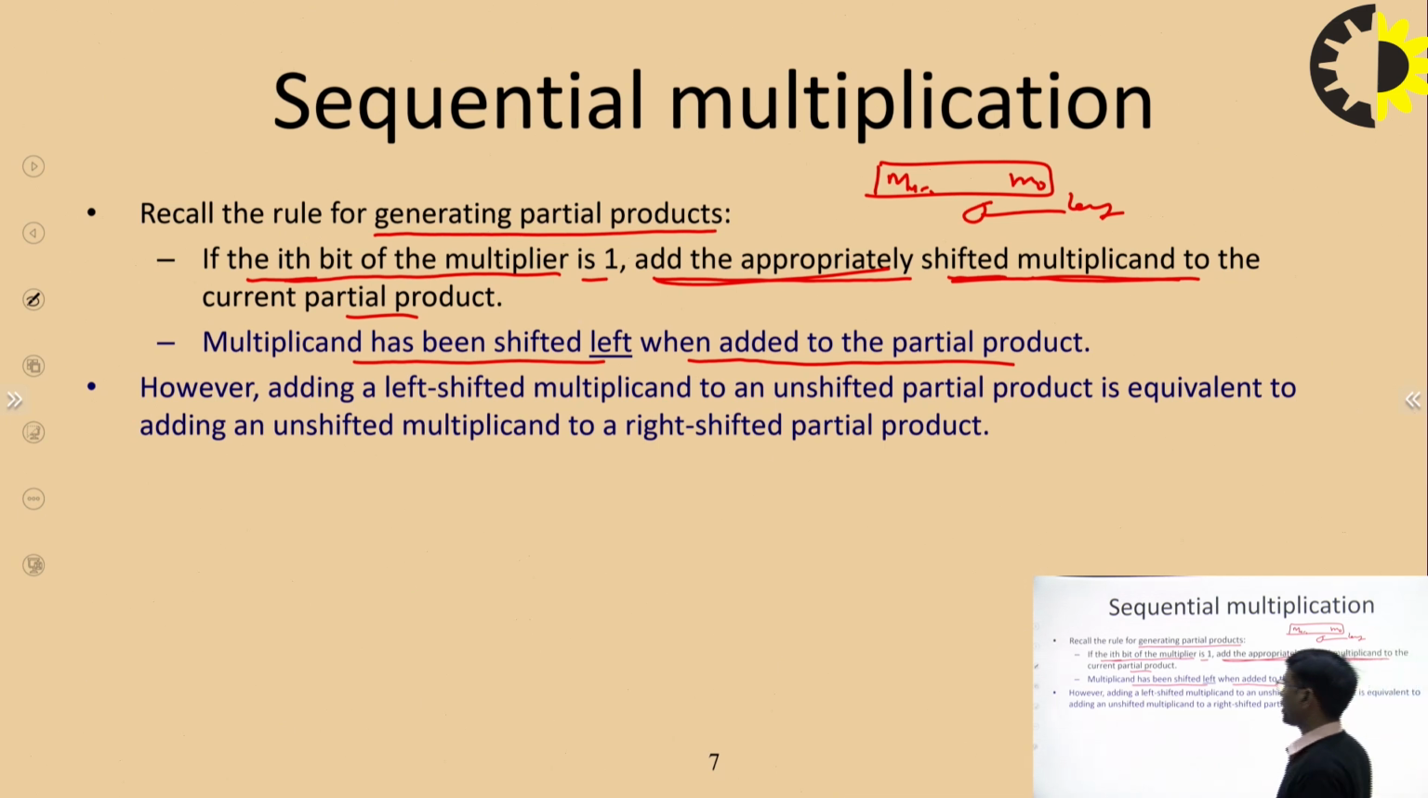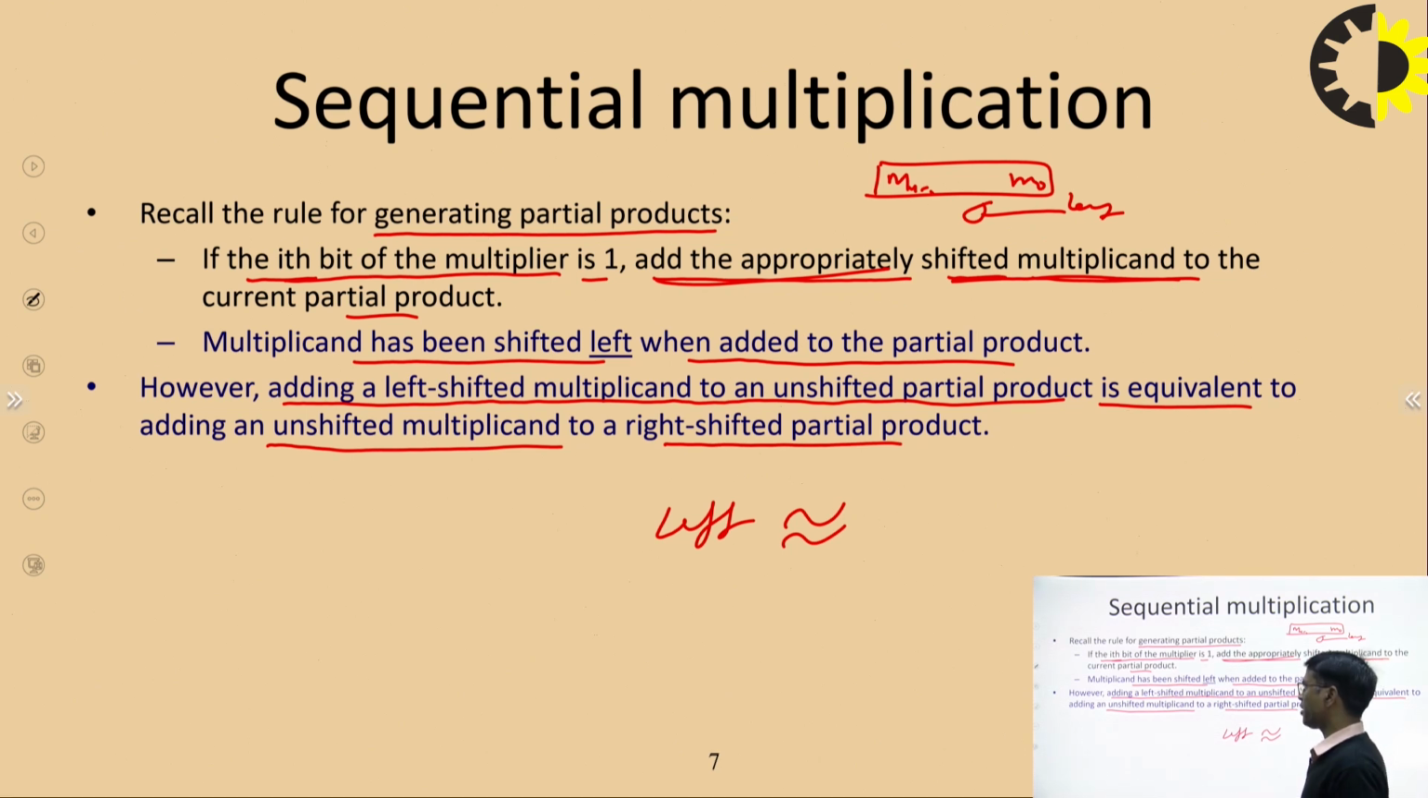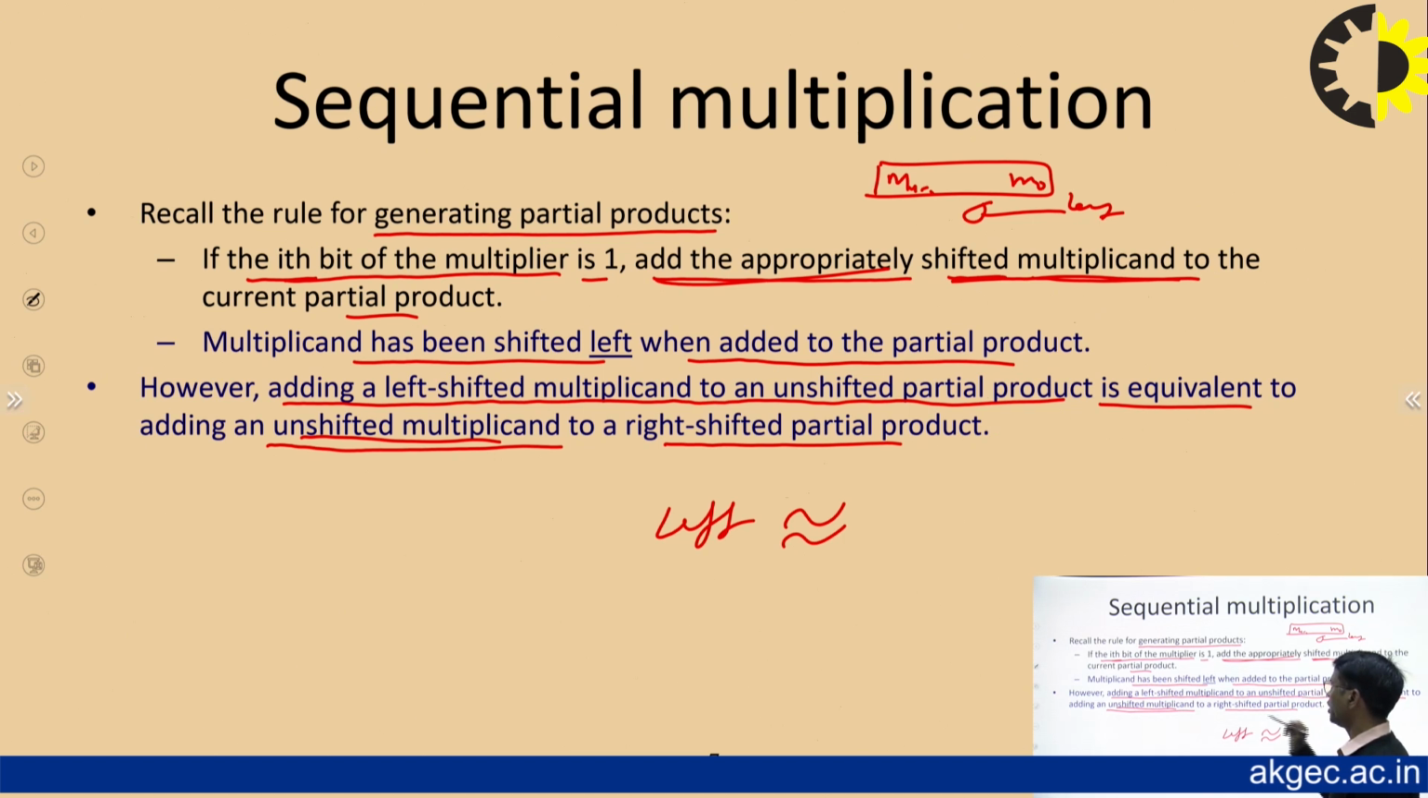But can we think about another logic: adding the left shifted multiplicand to an unshifted partial product is equivalent to adding an unshifted multiplicand to a right shifted partial product. So, what we are saying is that we are not shifting the multiplicand. Earlier we were shifting the multiplicand to the left. Now we are keeping the multiplicand at the same place, but we are shifting the partial product to the right hand side.